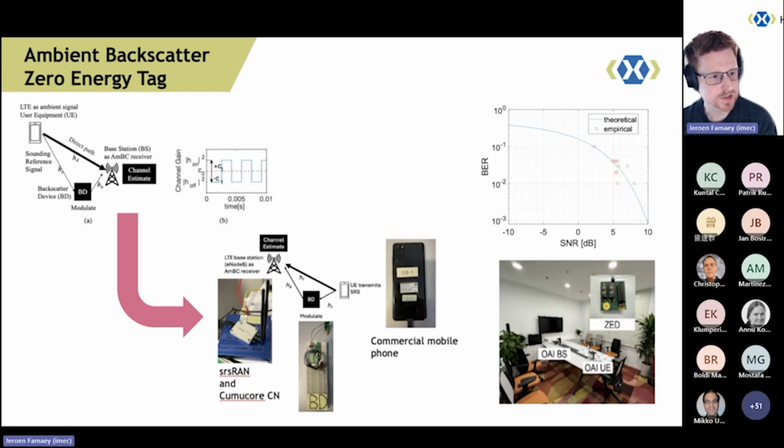And these devices, backscatter devices without batteries, can then be used to localize users in a building, for example, so that avoids the need for beacons or tags with batteries to do indoor localization. And a real prototype, an actual prototype, was developed that can work with commercial mobile phones and a custom LTE or 5G base station that was developed based on SRS RAN and QMI core network.